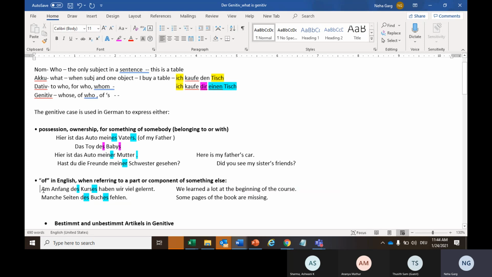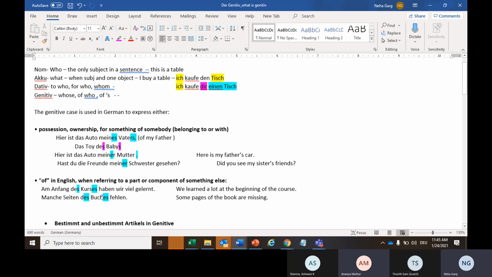So see this example: am Anfang des Kurses haben wir viel gelernt. Kurs is a word which already has s as an ending. So here you will have to add extra es. Or a word like Buch. There are some endings with which you can add s or es, but this comes more with practice.